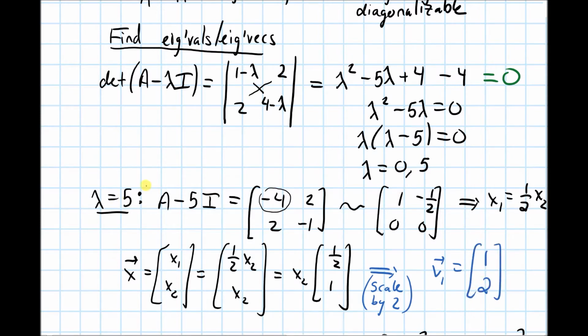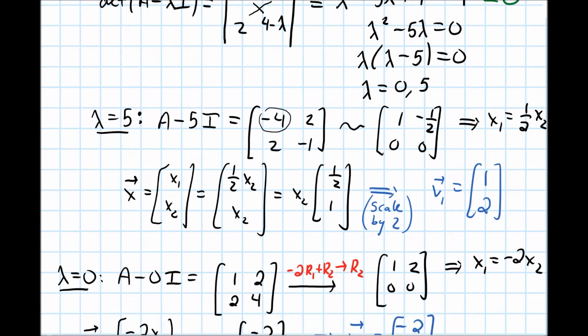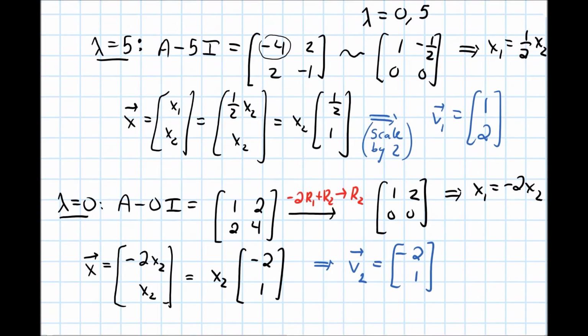Now we have to do this for lambda equals 0. I've gone ahead and done that. This time I've actually done the whole row reduction for lambda equals 0. And for this one, we didn't need to scale the eigenvector. We already had integers in the entries. So the second eigenvector is -2, 1.